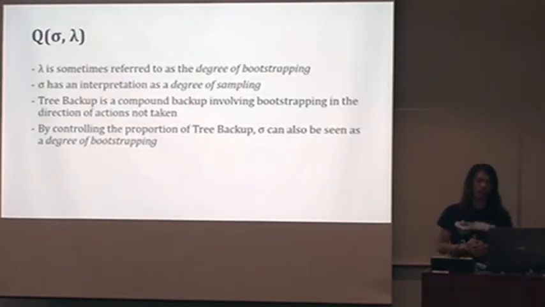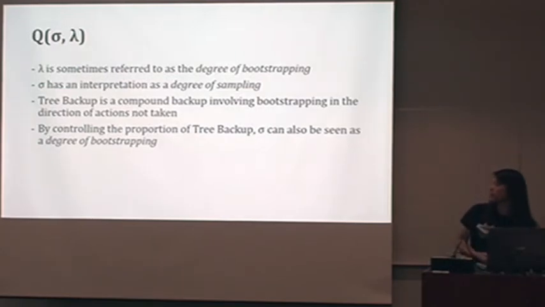Now, some other takeaways. Lambda is sometimes referred to as the degree of bootstrapping, and sigma has this interpretation as a degree of sampling. But tree backup in itself is a compound backup involving bootstrapping in the direction of actions not taken. And by controlling the proportion of tree backup, sigma can also be seen as another degree of bootstrapping, but in a different direction from lambda. Lambda is concerned with the actions you did take, and sigma is concerned with the actions you didn't take.